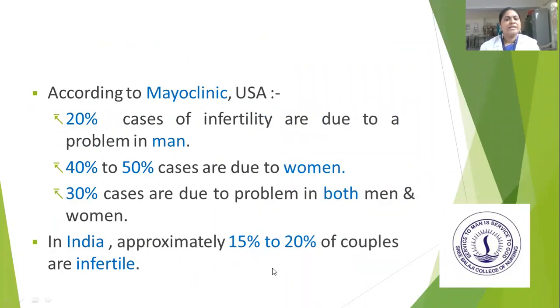According to the Mayo Clinic, USA, 20% of cases of infertility are due to a problem in men, 40 to 50% of cases are due to women, and 30% are due to problems in both men and women. In India, approximately 15 to 20% of couples are infertile.